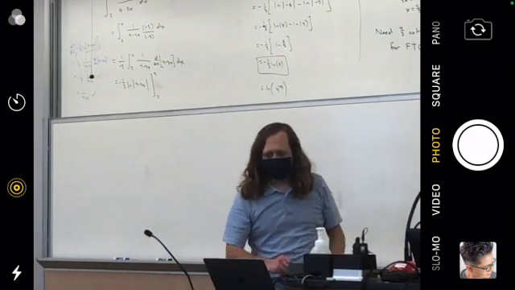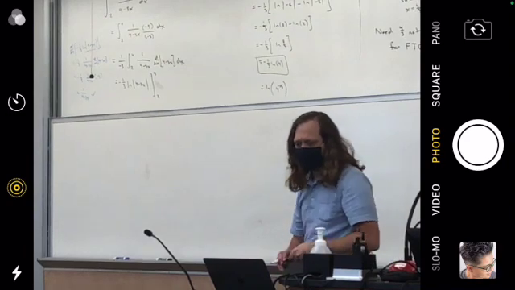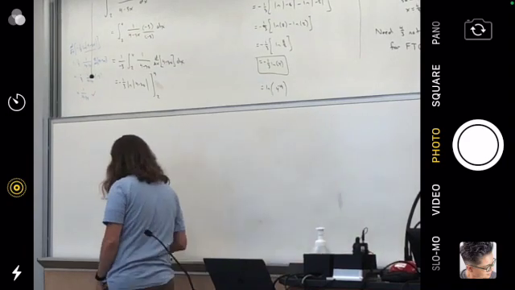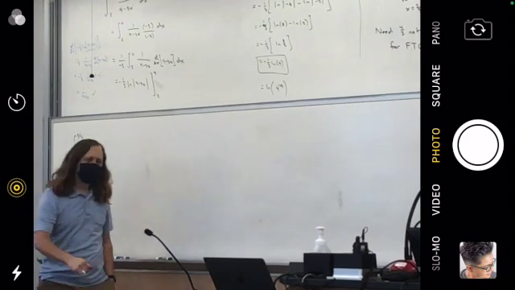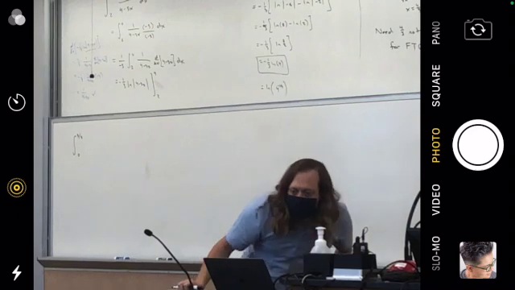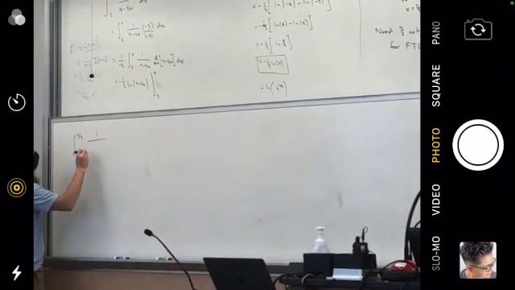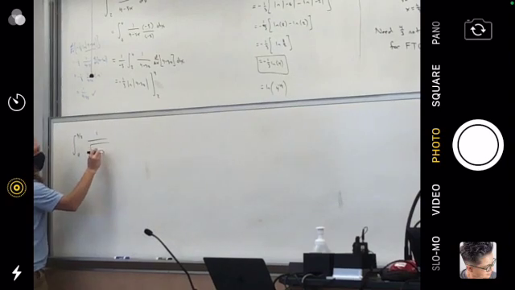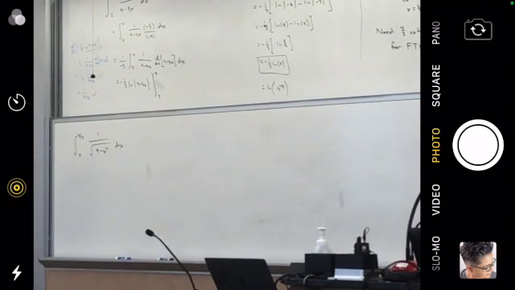Alright, so the other example I wanted to do today. Find the integral from 0 to 3/2 of 1 divided by the square root of 9 minus x squared. I'm focusing on some of the hardest ones right now.